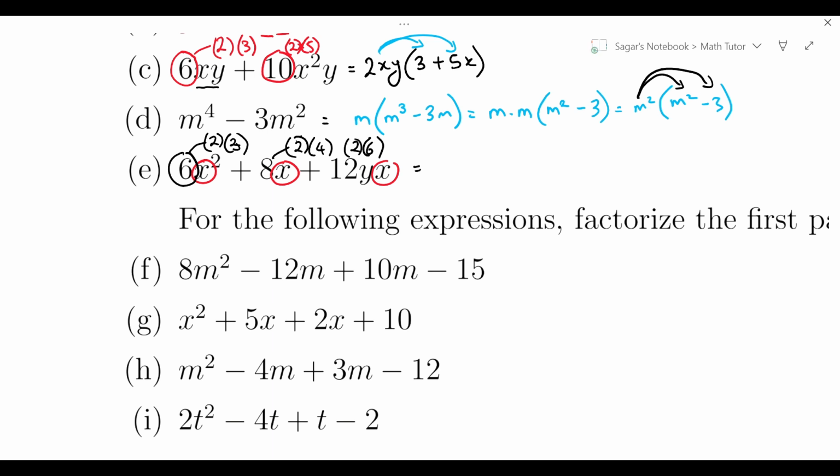So let's pull out 2x, open brackets, 3x plus 4 plus 6y. Let's check our answer quickly. 2x multiplied by 3x is 6x squared. 2x multiplied by 4 is 8x. 2x multiplied by 6y is 12xy. And that is it.